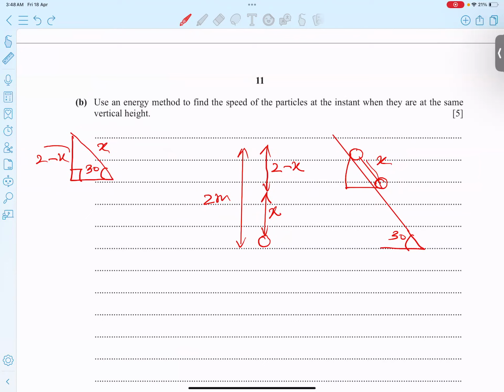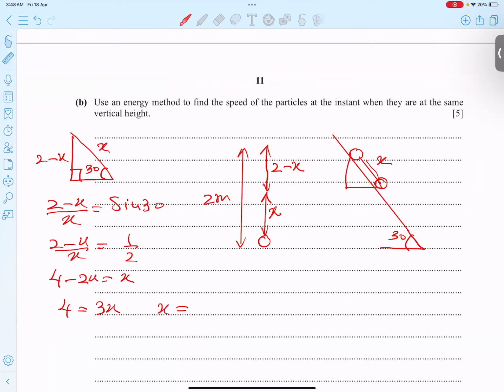Now, opposite by hypotenuse is equal to sine 30. And sine 30 is what? Half. You can check in the calculator. So (2 minus x) over x equals a half. 2 multiplied by 2 is 4, 2x is equal to x. This goes there. I got 4 equal to 3x. So x becomes 4 over 3.